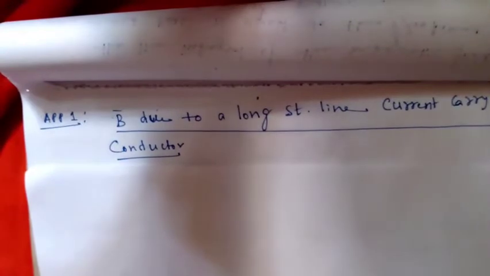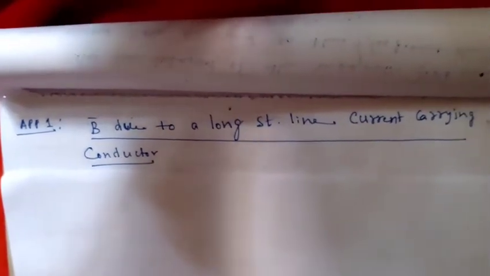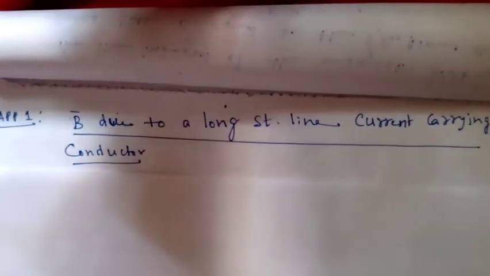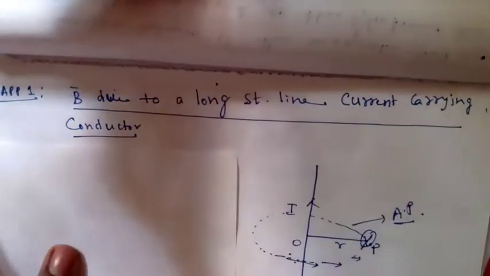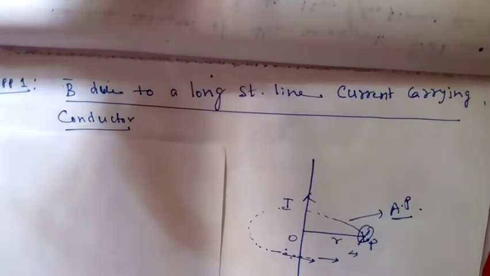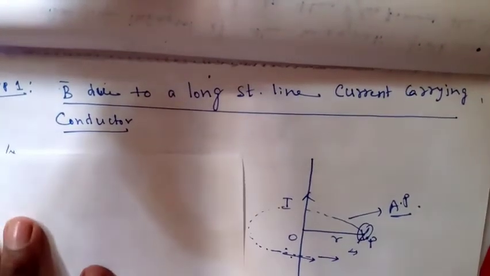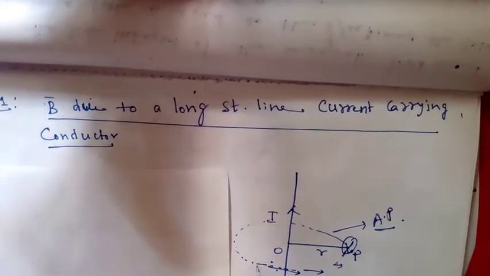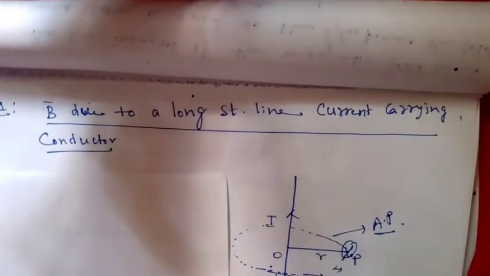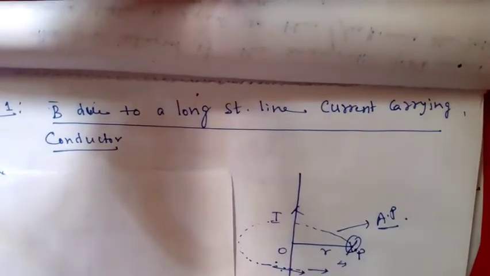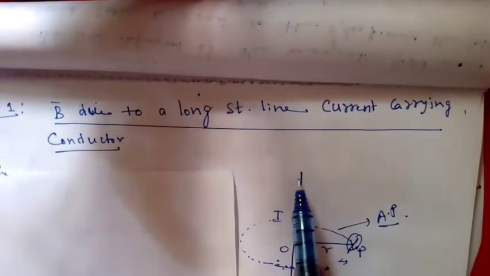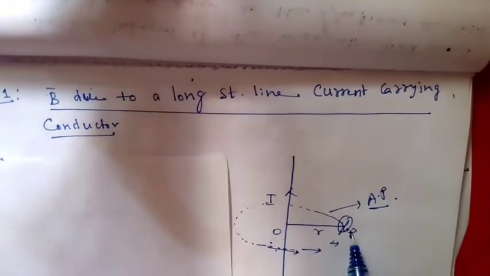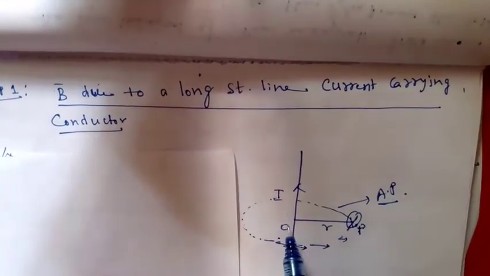Now we apply Ampere's circuital law for finding out magnetic field in case of a long straight line current carrying conductor. See the figure. For finding out the magnetic field, we have to choose an Amperian path. Here we choose the Amperian path of radius r. Current I flowing out in the positive y direction. We want to find out magnetic field at P at a perpendicular distance r from the point O.